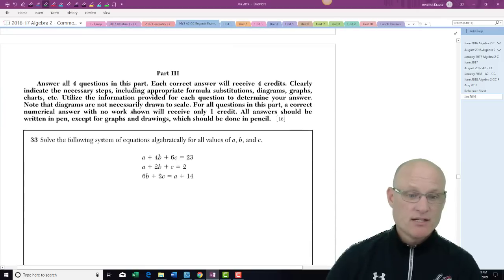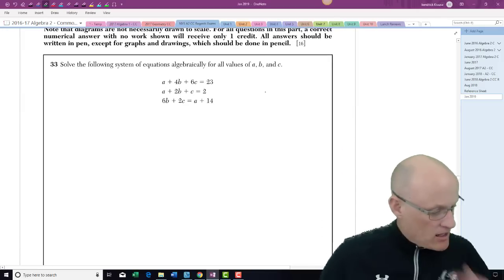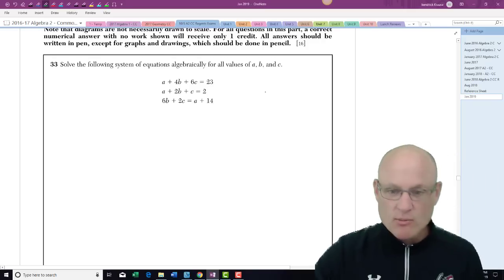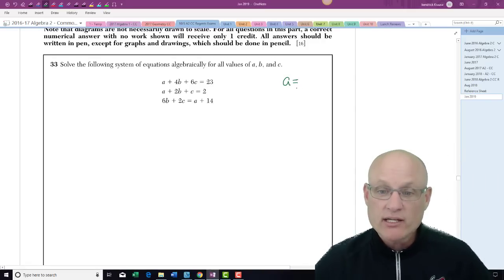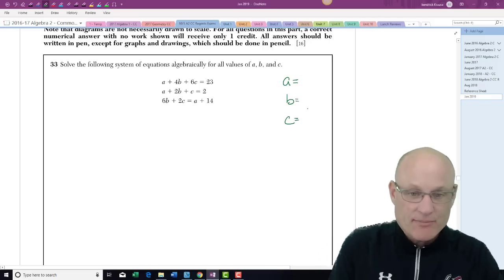Done. All right, we're on to this one. We only got, what, 5 questions left. We're almost done. So first thing we're going to do here is get our answers. A equals, B equals, C equals. A equals, B equals, and C equals. So we're going to type these suckers in.